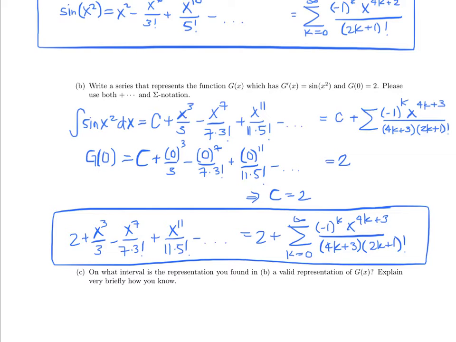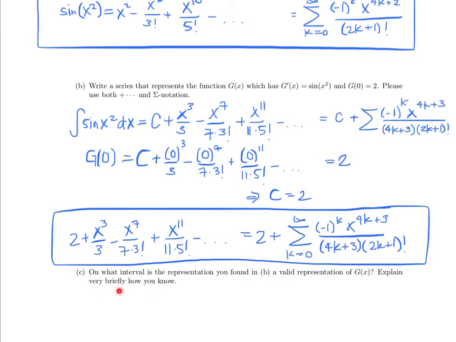The final part of our problem asks us what interval is the representation that we found in B a valid representation of g, this antiderivative? And we recall that anti-differentiating, as in integrating or differentiating a power series representation, does not change the radius of convergence. And our original radius of convergence, when we started with sine of x, was valid for all x. The radius of convergence was infinite. And that did not change when we substituted in x squared up here. And so our radius of convergence was infinity, and so when we integrate, our radius is not going to change.